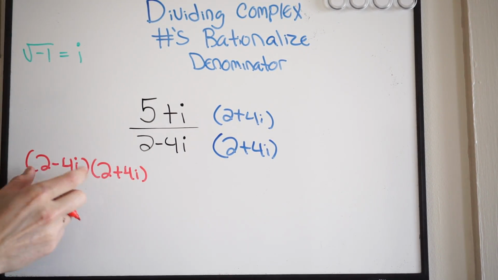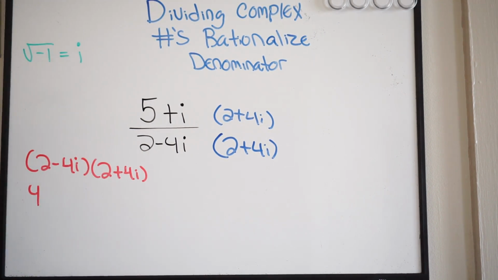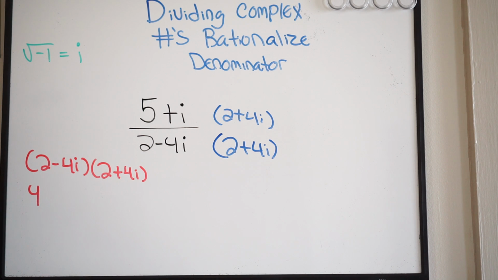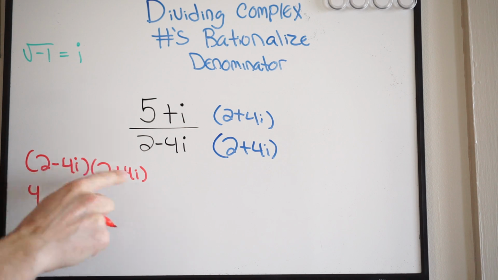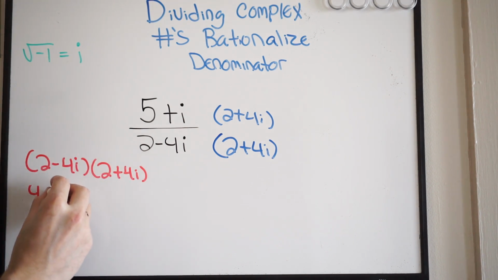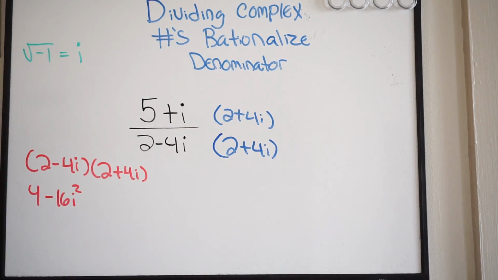And now let's do FOIL here and figure out what we get. Well, if we do first, we get 2 times 2, which is 4. The outside and the inside, notice there that they will both cancel out, right? The difference of 2 squares. Because 2 times 4i is going to be 8i, and 2 times -4i will be -8i, and that will simply cancel out. So we don't have to write those. But let's do this. -4i times 4i is going to be -16i squared. So that is what we have on the denominator.